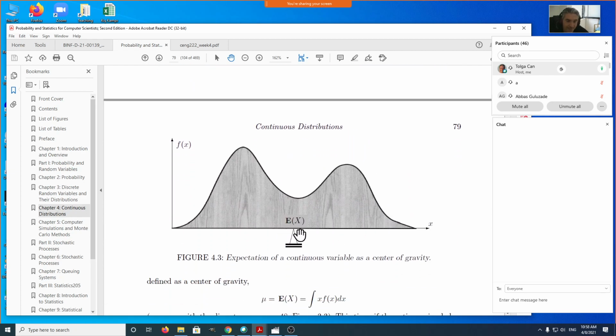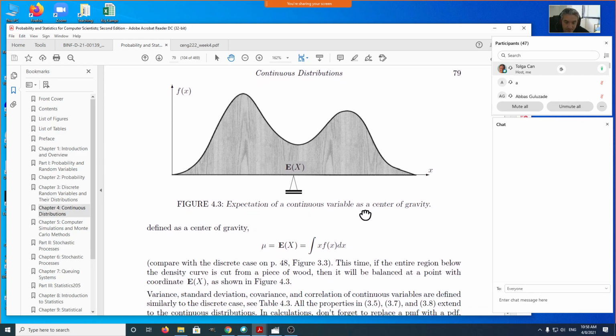And here's what the expected value means. We now have a continuous variable. You may still think about this as the center of mass of this entire function. This is the probability density function. If you think about this as made up of some uniform material like wood, the expected value will be like the center of mass point of this distribution.